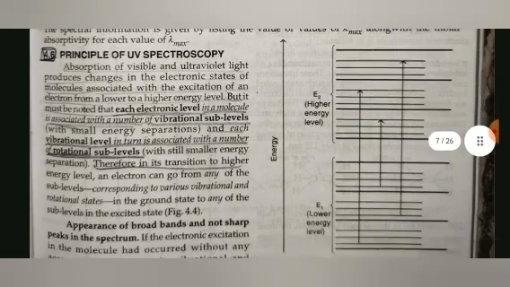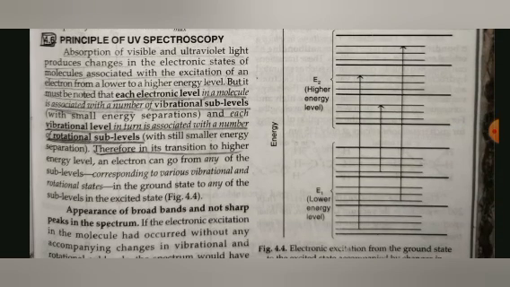Principle of UV spectroscopy. Absorption of visible and ultraviolet light produces changes in the electronic states of molecules, associated with the excitation of an electron from a lower to a higher energy level. It must be noted that each electronic level in a molecule is associated with a number of vibrational sublevels with small energy separation, and each vibrational level in turn is associated with a number of rotational sublevels with still smaller energy separation. Therefore, in its transition to a higher energy level, an electron can go from any of the sublevels corresponding to various vibrational and rotational states in the ground state to any of the sublevels in the excited state.